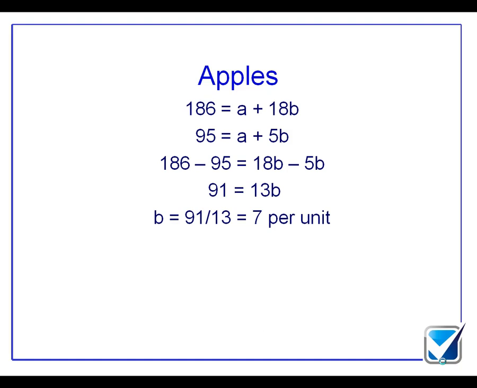Wow, that's amazing. So apples are $7, oranges were $4. So apples are more expensive. Yeah, maybe not. I suppose it depends what part of the world you're in. What this now means is 95 equals fixed cost plus 5 multiplied by B. B is 7. That now means that 95 equals A plus 35. So my fixed cost becomes $60.